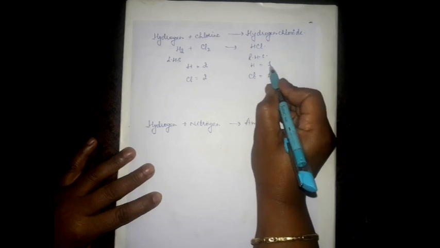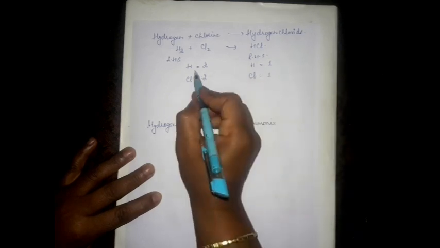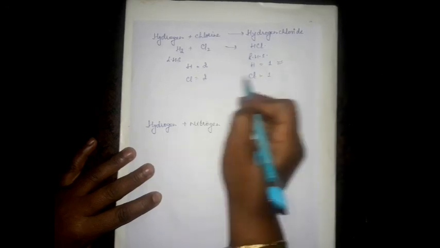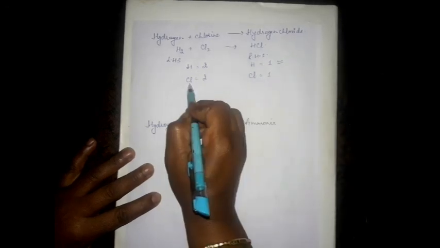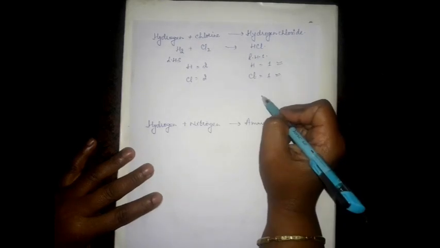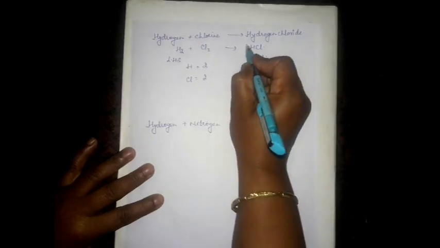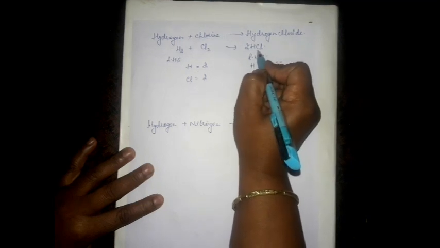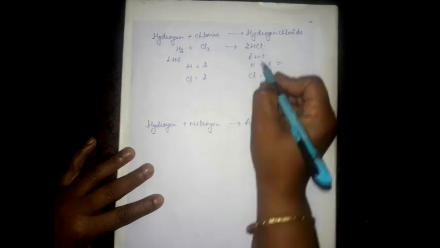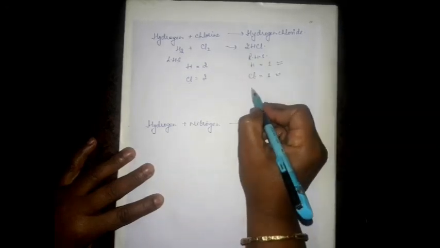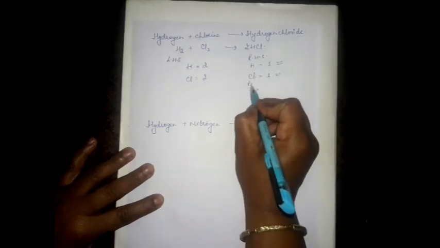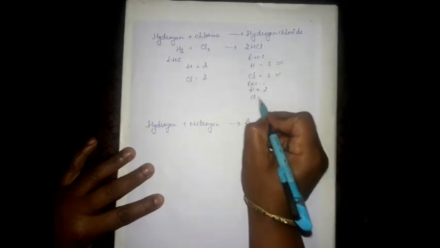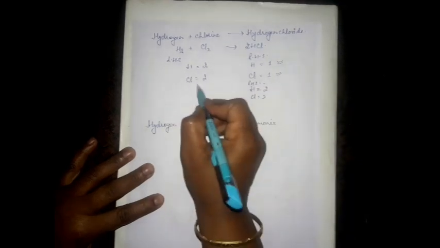On the right hand side we have hydrogen 1, but on the left hand side we have 2. We have to balance this. Again chlorine is 1 on the right hand side and on the left hand side it is 2. Again we have to balance it. If we put 2 on the right hand side, 2 HCl, it means hydrogen is 2 and chlorine 2. So it means it is balanced.